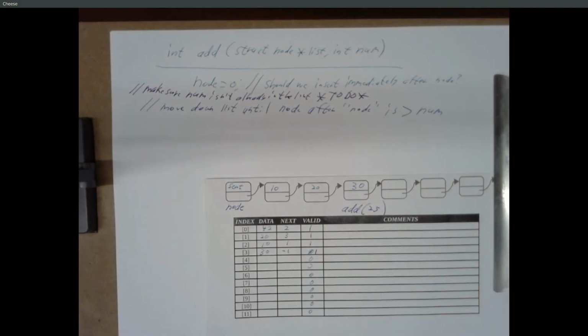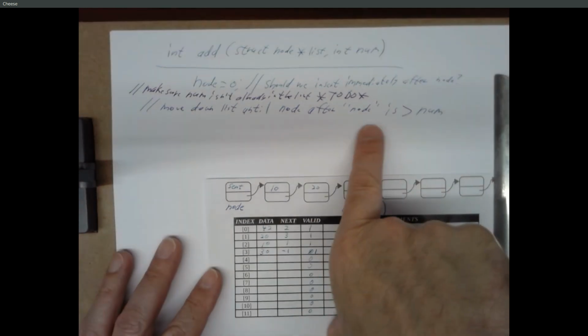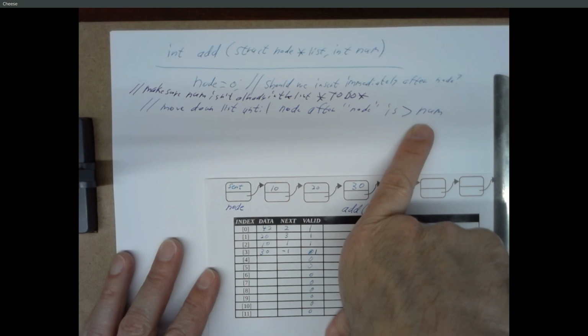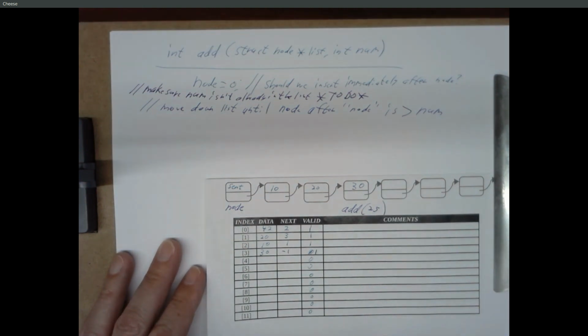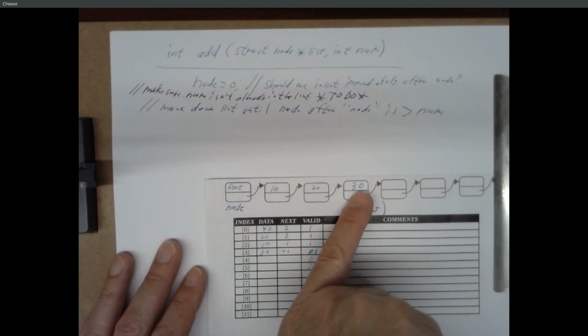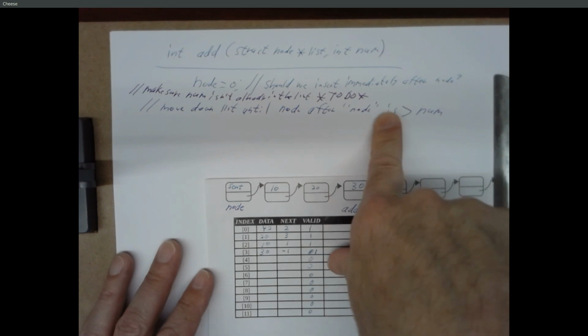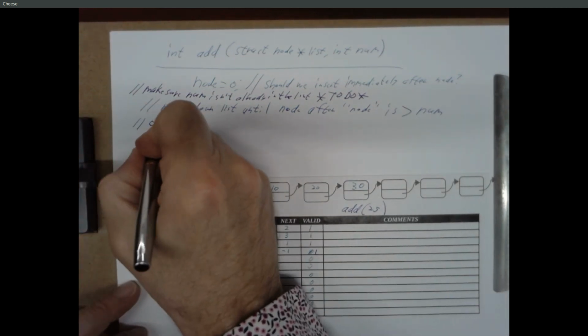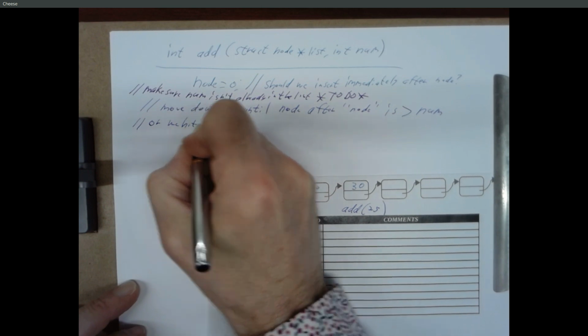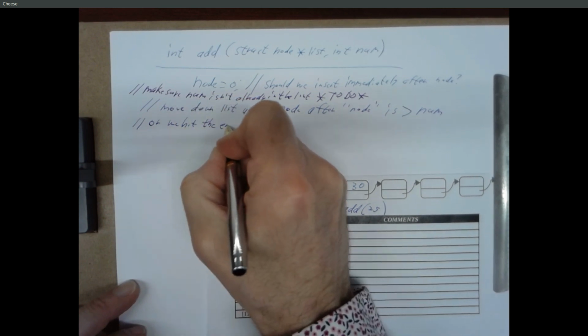All right, so let's move down the list until the node after node is bigger than num, or we get to the end of the list. Because if we were trying to insert the number 500, we're going to get to the 30, that's the end of the list. We still haven't had this condition satisfied. So, or we hit the end of the list.